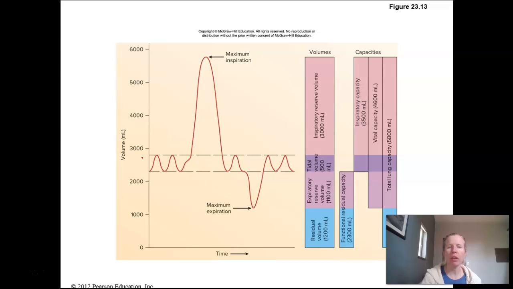Okay, tidal volume, we just mentioned, is about 500 mils, and this is the volume of air moved in and out in a normal breath. Okay, so about 500 milliliters.